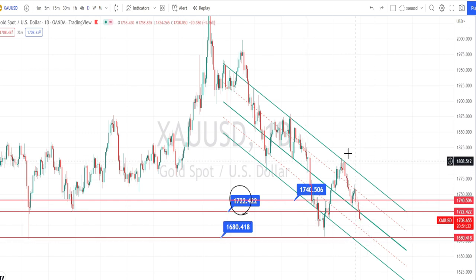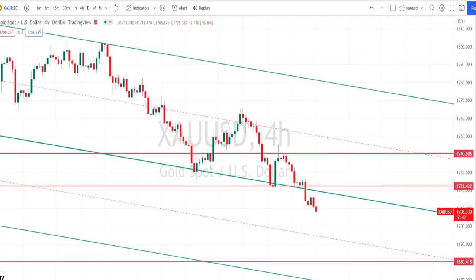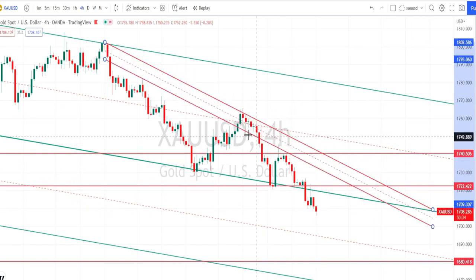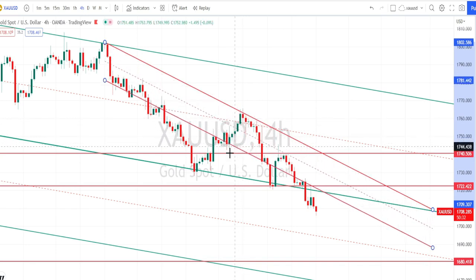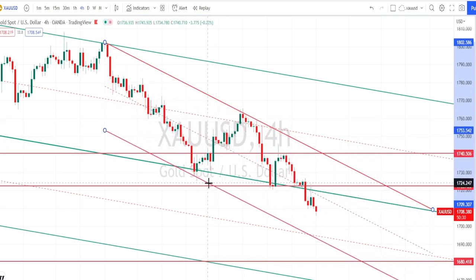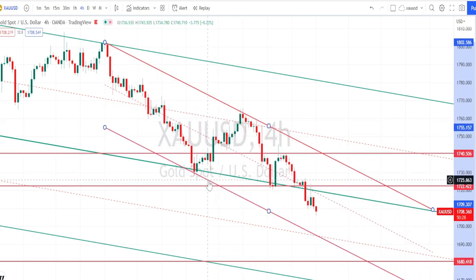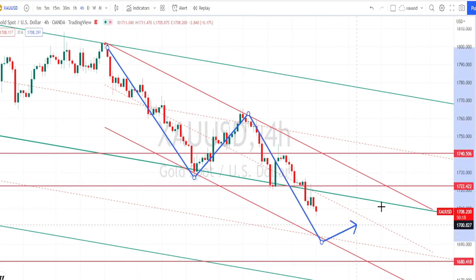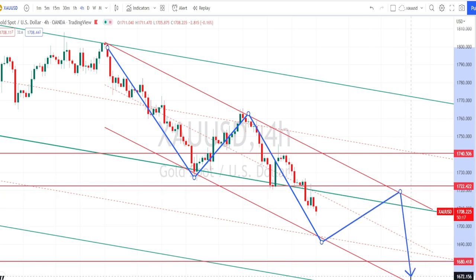Let us look at the price action in 4 hours time frame. I am in 4 hours time frame now. In 4 hours time frame also, I am drawing a bearish channel pattern where the price has taken resistance on this resistance line and it has bounced back on the bearish side, a trend reversal. So as long as the price action is trading within this bearish channel pattern, we can expect the bearish trend to continue in 4 hours time frame also.